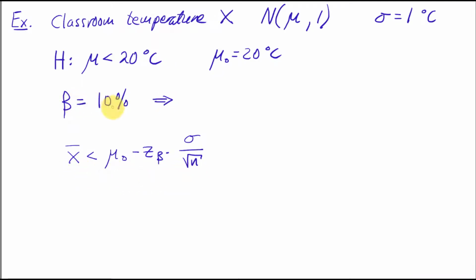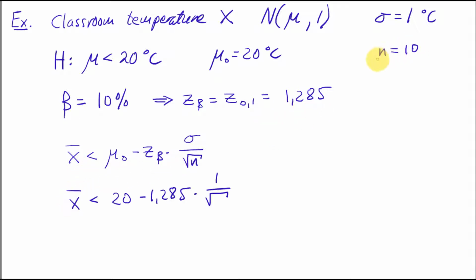For beta equal to 10%, we have that z beta, according to the table, is equal to 1.285. Thereby this inequality becomes this one, and we assume that the school inspector inspects 10 classrooms, so here we put 10. That means that the school inspector will conclude that the school is cold if he or she gets a sample mean of less than 19.6 degrees.